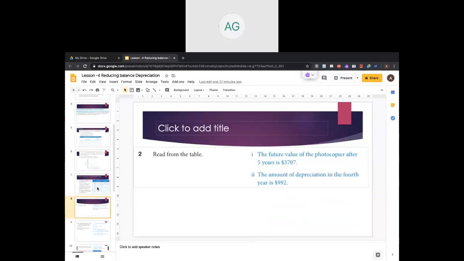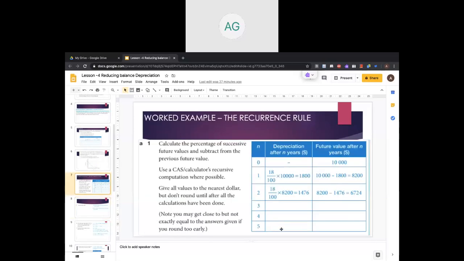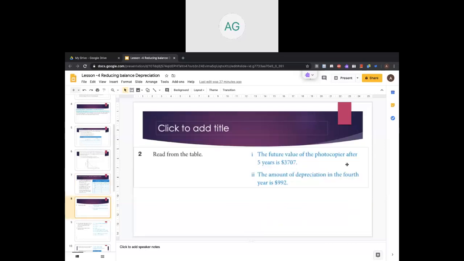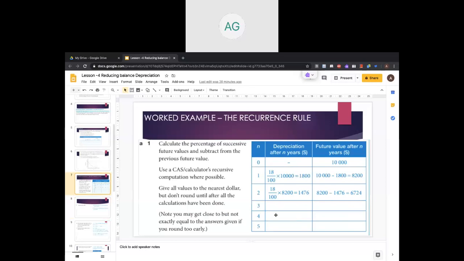Okay, the next part was what would be the depreciated value after 5 years. If you keep on doing that table, you will get a value here for 5 years. That would be your answer, and that is $3,707. Then the amount of the depreciation in the fourth year: it's always the value at the end of the third year, take away the value at the end of the fourth year. Again, from the table here, when you complete that table.